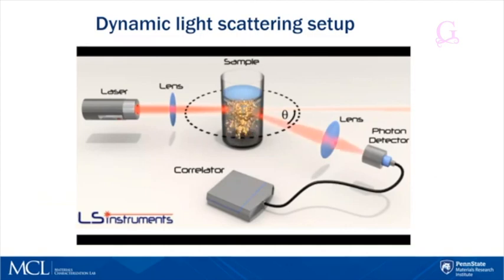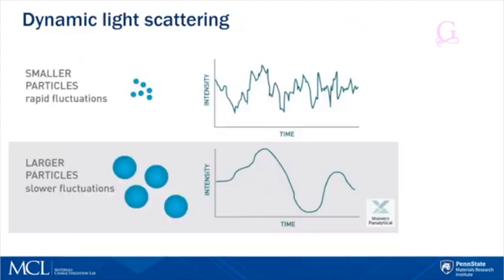The instrumental setup is simple. The sample is illuminated by a monochromatic laser beam. Particles scatter the light. The interference of scattered waves generates a scattered light intensity signal. Since suspended particles undergo Brownian motion, this motion results in fluctuations of the scattered light intensity. As a result, we obtain plots showing intensity changes with time. We can see rapid fluctuations for smaller particles and slower fluctuations for larger particles.